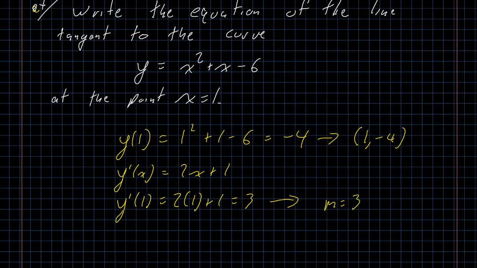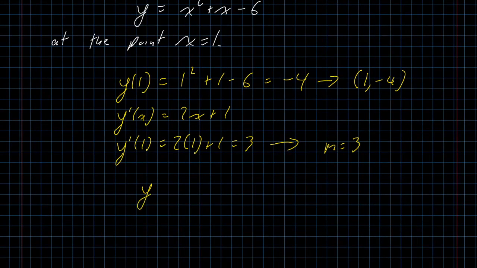m equals 3. And hey, that's a problem we just did, right? The equation of the line that passes through 1, negative 4 and has a slope of 3. I don't even have to think about that. I just look at the last problem we finished and write that solution down again. Something a little bit more cumbersome.